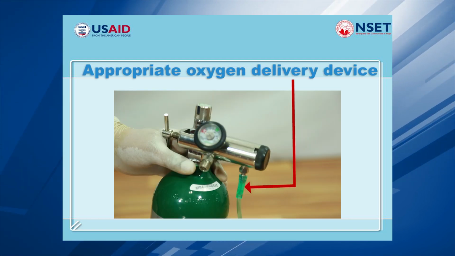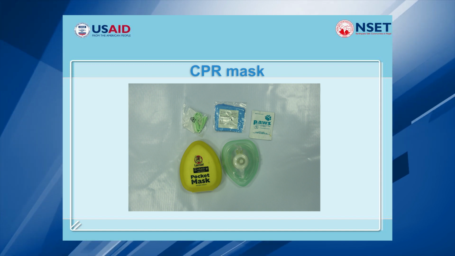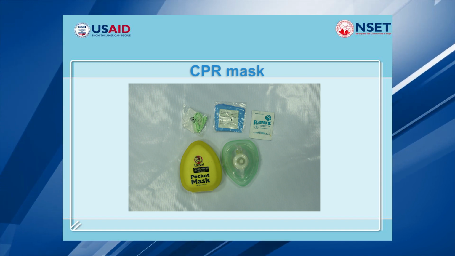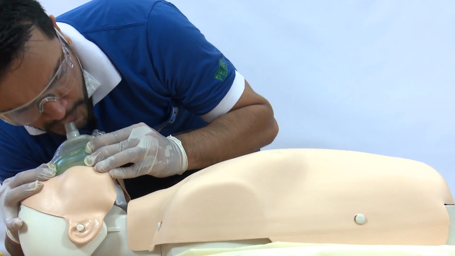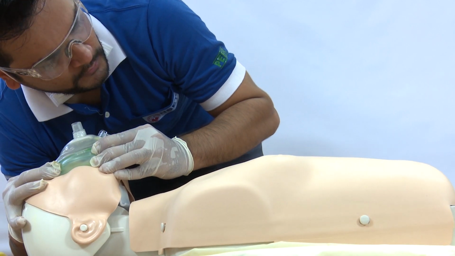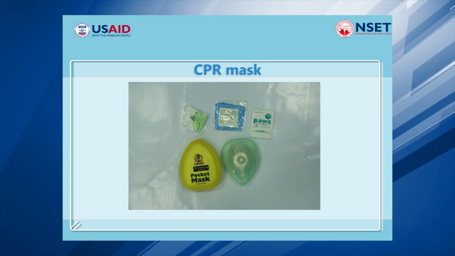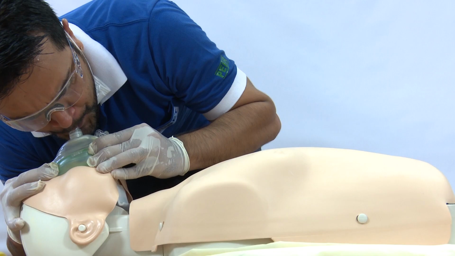Appropriate oxygen delivery device. CPR mask. The mask is applied to all unconscious patients. The pocket face mask is designed to aid the rescuer when providing ventilations during CPR. The mask can come both with or without an oxygen inlet. Its use avoids direct contact with the patient's mouth and decreases the chance of contamination.